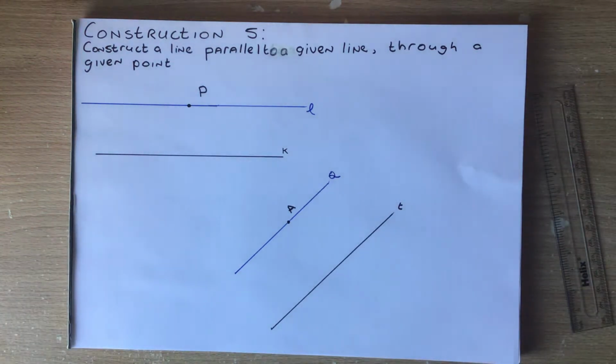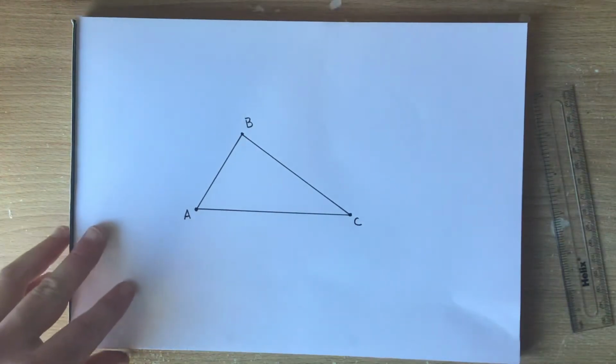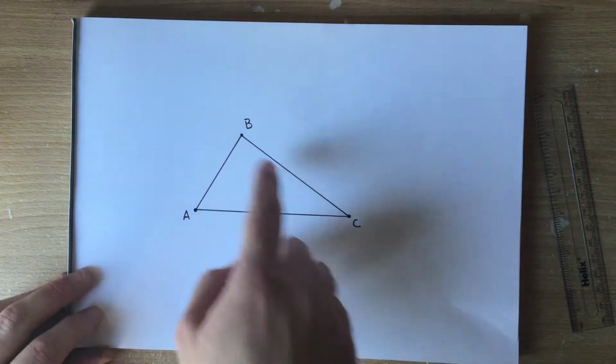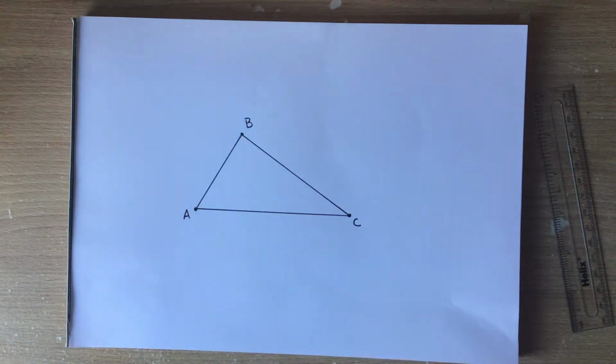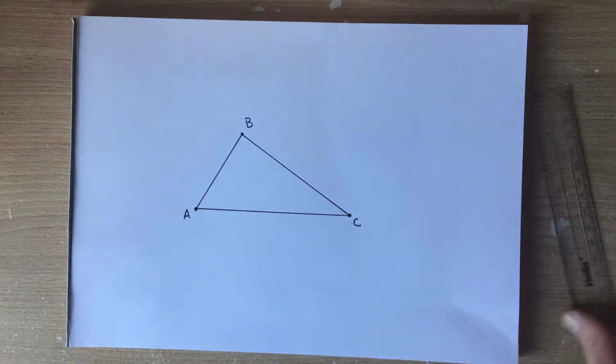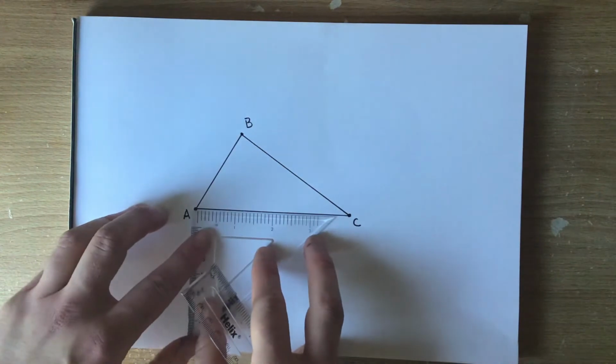Now, with this construction, we will need it for one of our theorems, which is Theorem 4. In Theorem 4, we want to prove that the three angles in a triangle sum to 180 degrees. To do this, we have to draw a line that's parallel to one of the sides and goes through the vertex opposite that side. So in this case, I'm going to draw a line that's parallel to the side AC.